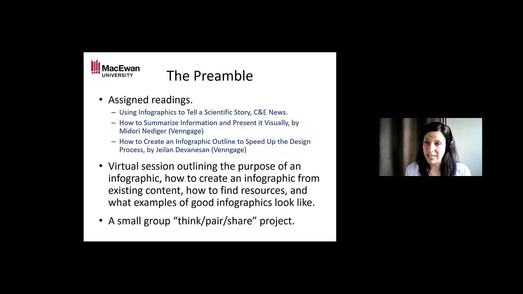Then I held a virtual session during our regular time slot, telling students what the purpose of an infographic was, how we create it from content that exists, and how we find resources. Then we went through examples, often comparing infographics for the same or similar information. What looked good, what are we drawn to when we see these things, are we looking at the right information, comparing those things. And then what I incorporated this time was a small think, pair, share project where students got to practice.